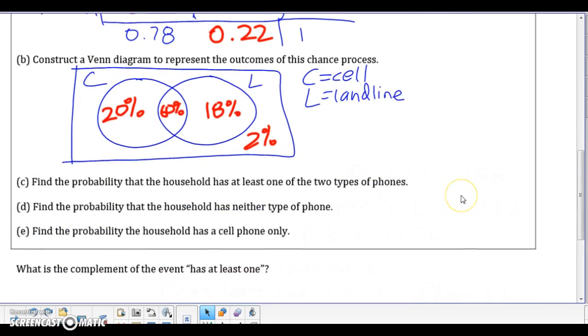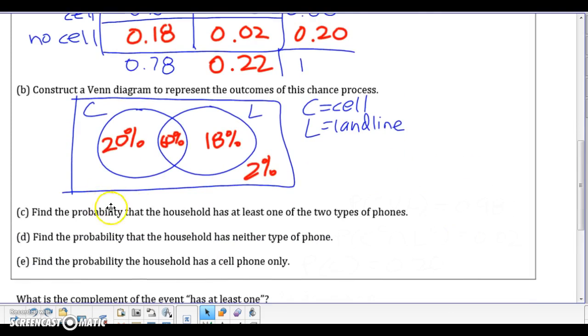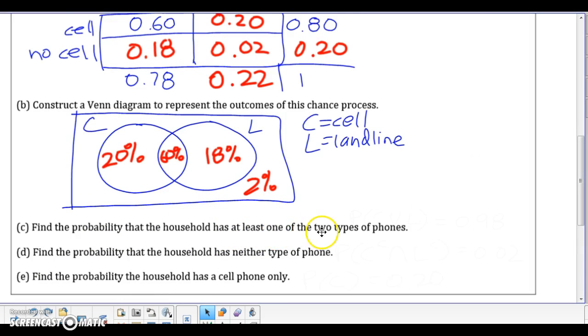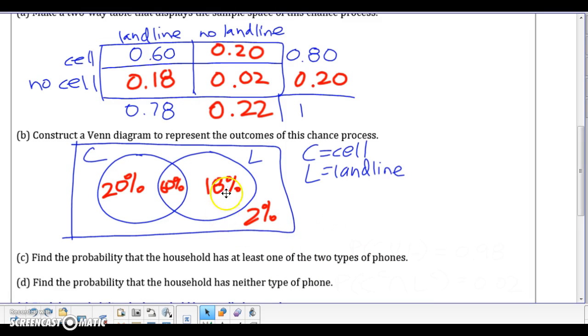And finally, finding a few probabilities. The household has at least one of the two types of phones. So at least one means they could have a cell, they could have a landline, they could have both.